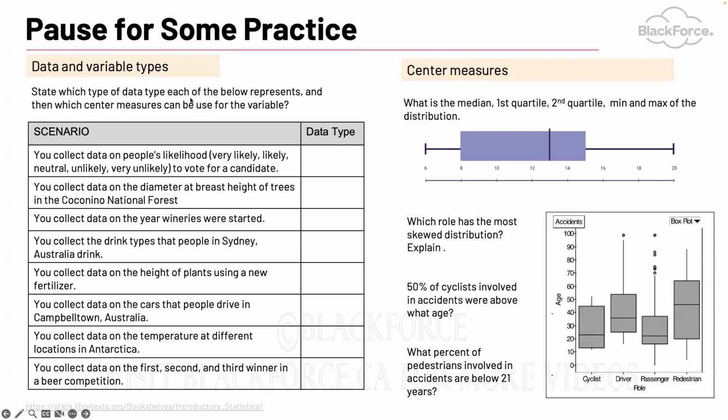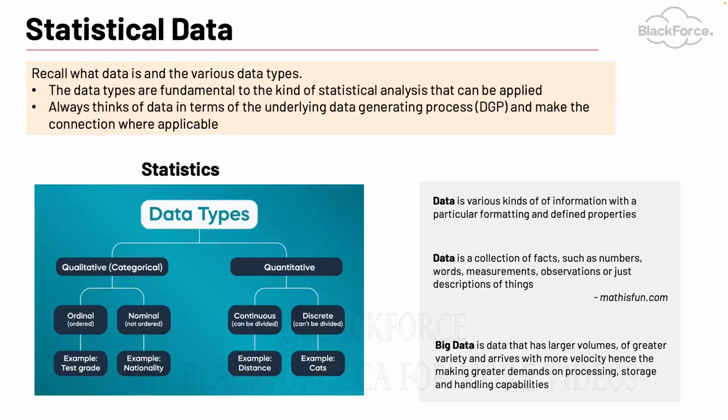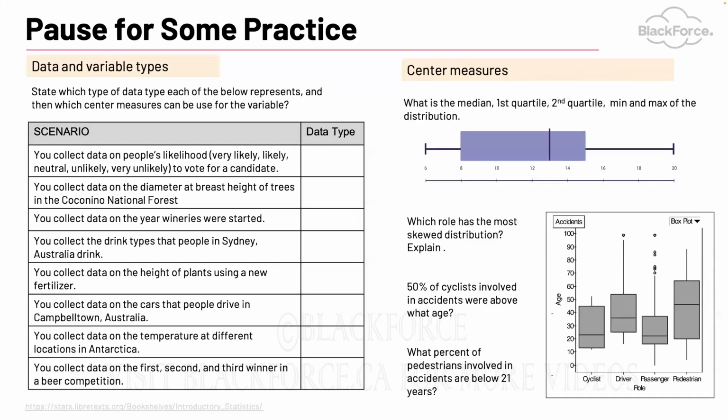State which data type each of the below represents, and then which center measure can be used for the variable. Remember what I want you to think about is this chart, where we have qualitative or categorical data, quantitative, ordinal, nominal, continuous, discrete. So let's go. Answers in the chat.